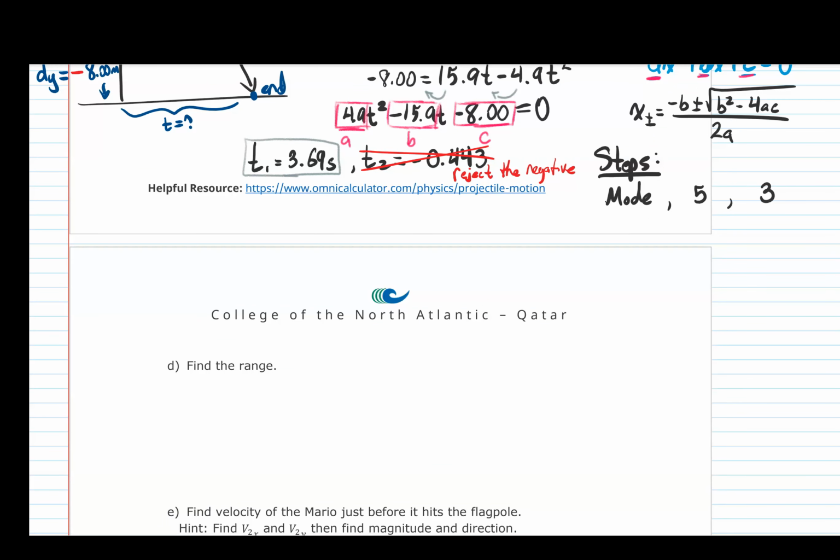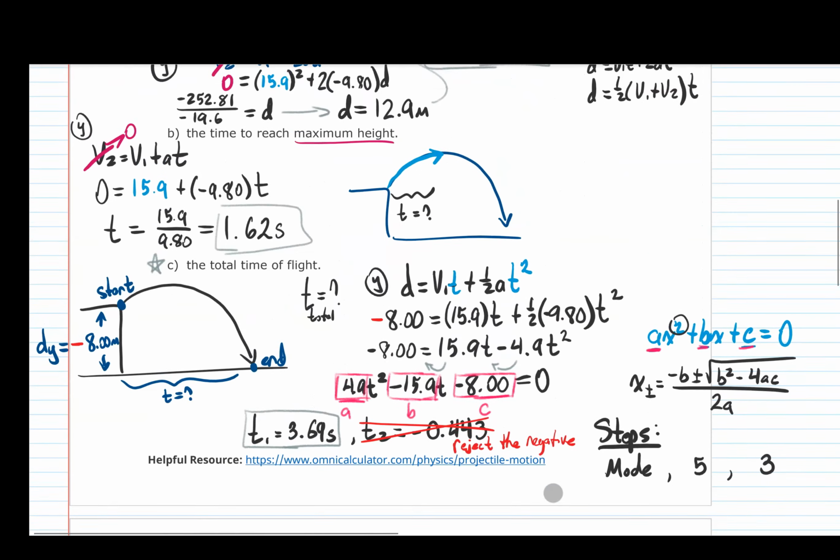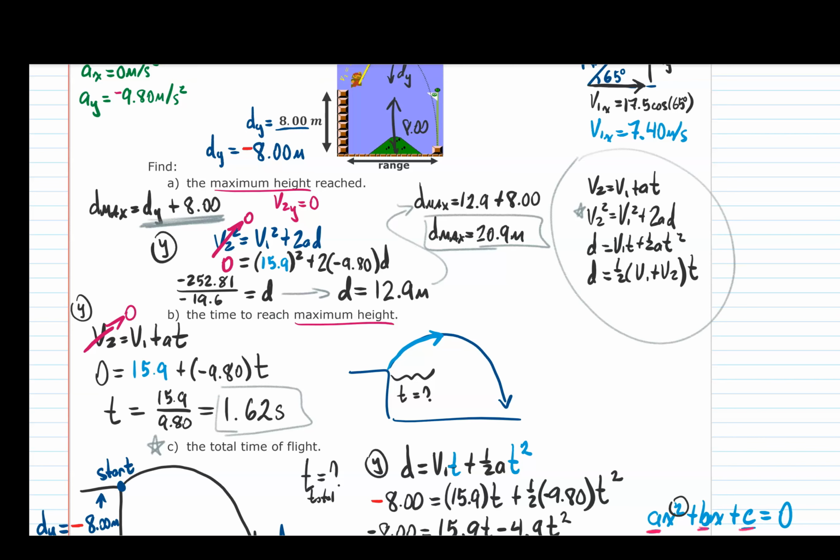Find the range. Well, range is another way of saying dx from start to finish. So if I draw a little diagram again, these don't take very long to draw, so you can always draw them. The range here, or dx, is from where he started to where he finished in the x direction. So we'll use this fancy equation again. And how do I know that? Well, first of all, I have a lot of experience with this. So I know ahead of time which we're going to use. But that doesn't mean that you can't figure it out yourself. Just think about all your equations. Think about these equations and think about what we know in the x direction.